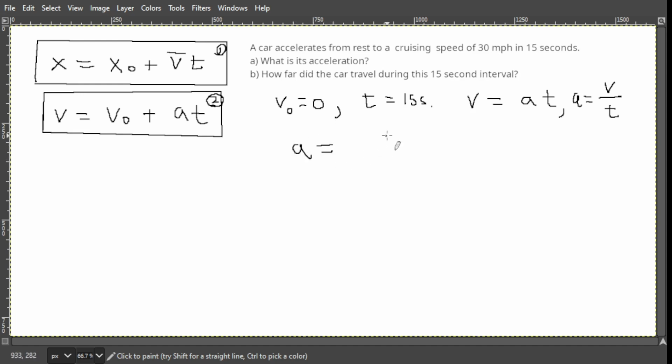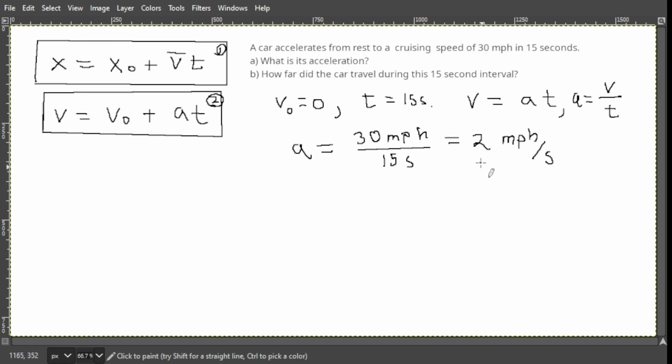I have the acceleration then is equal to 30 miles per hour in 15 seconds. So I can even do this much math in my head. I can see that that's equal to, so 30 divided by 15 is 2 miles per hour per second. Okay, so is this a good description of the acceleration and useful? Absolutely.